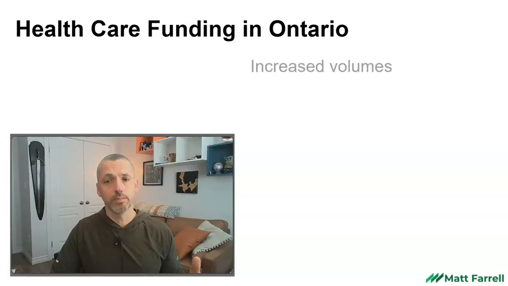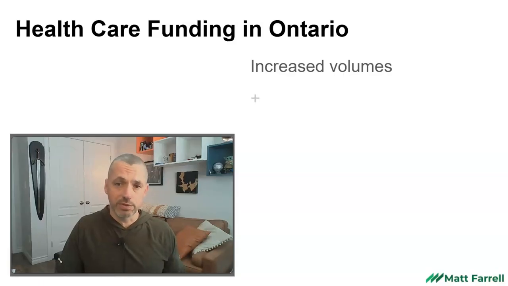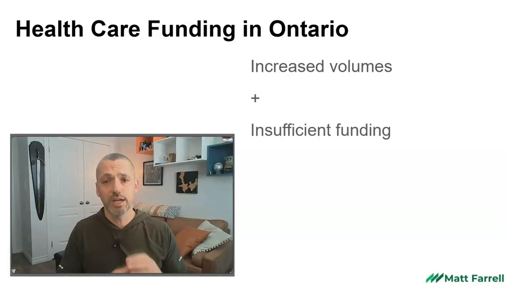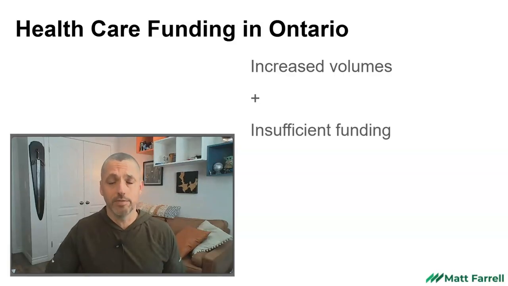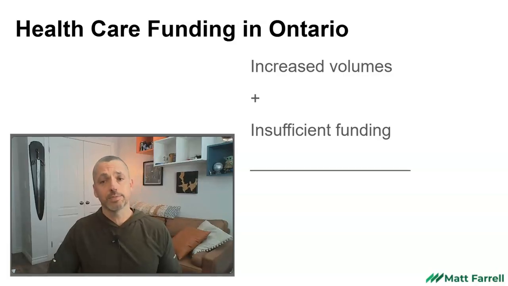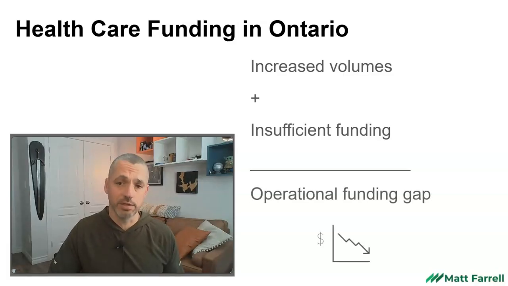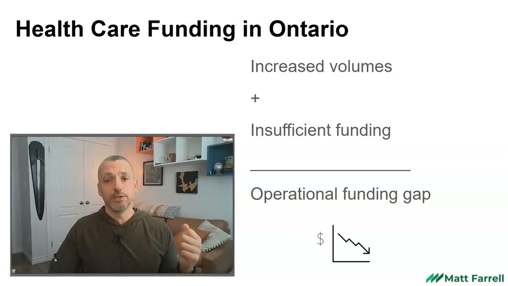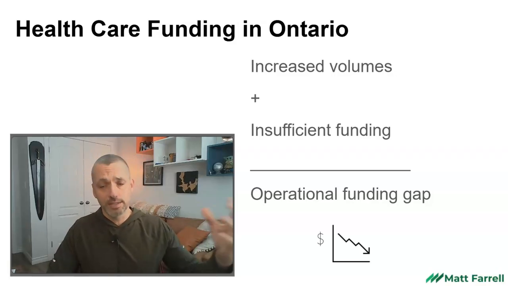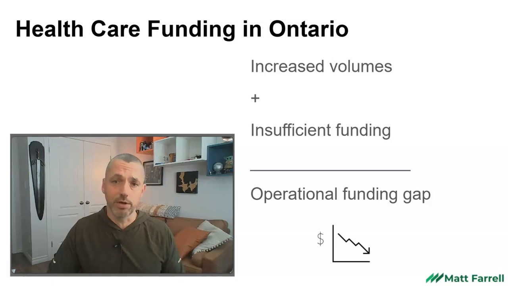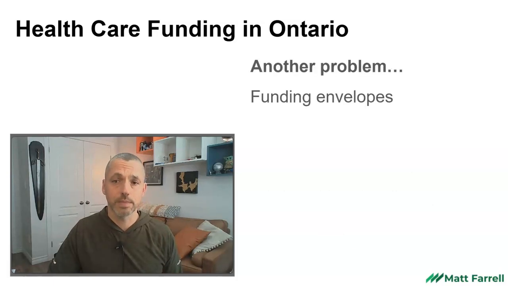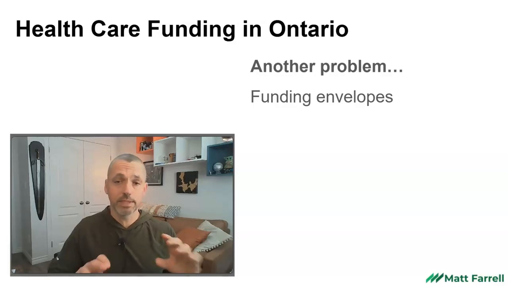So, let's put this picture together. We've got increased volumes, more procedures completed than the province was funding. Also, the amount of funding given by the province was not sufficient to cover the cost of the procedure. That leaves the hospital in a situation where they have an operational funding gap. They do not have enough money. They were not funded to the degree they need to be for the given volumes and the actual cost of the procedure. Now that's a big problem, but that's not the only problem.